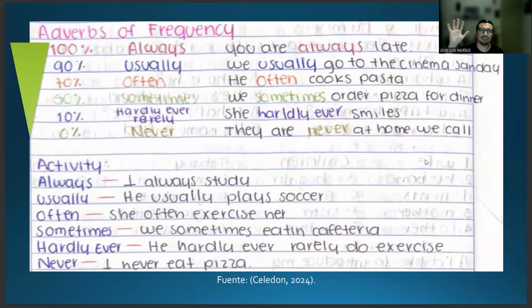At 50% you could use sometimes. We sometimes order pizza for dinner. At 70%, you have often. We often or he often cooks pasta. At 90% you use usually. We usually go to the cinema on Sunday.